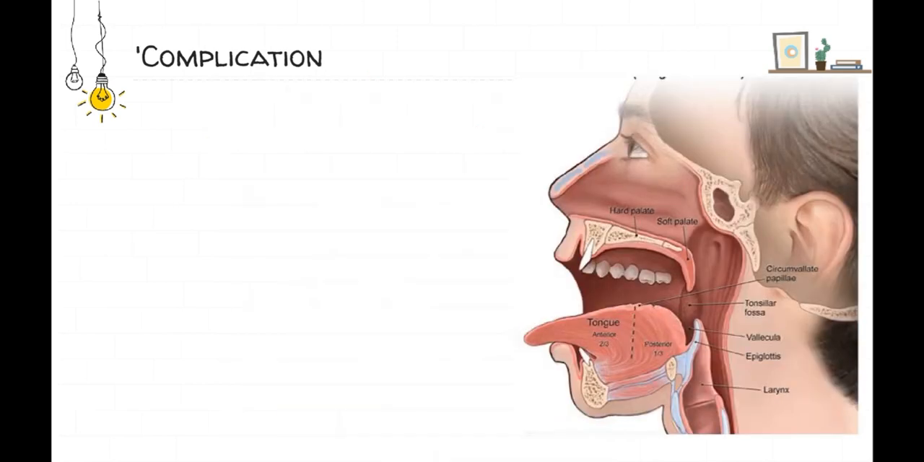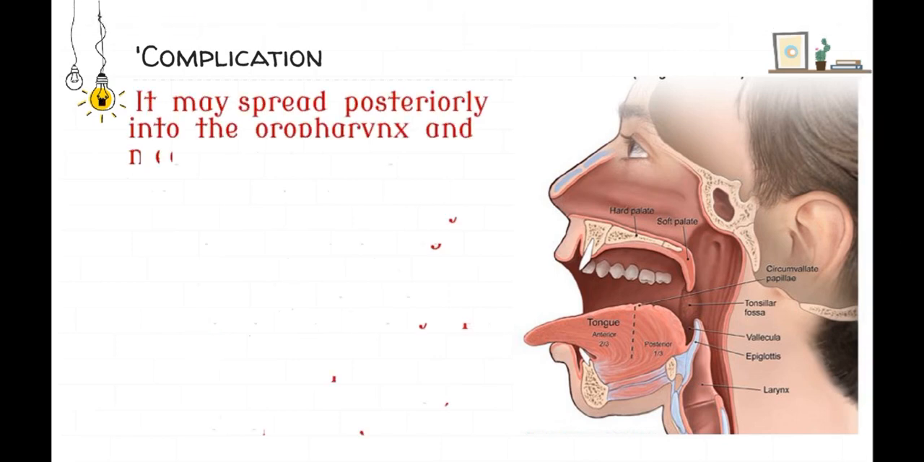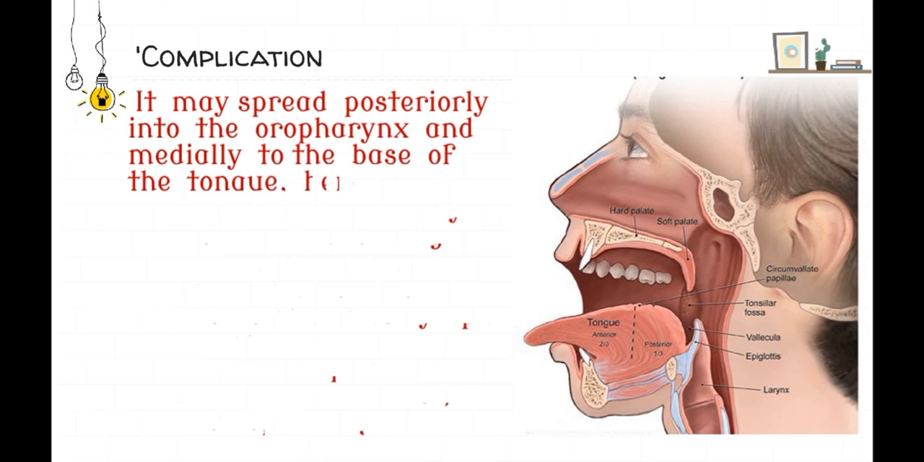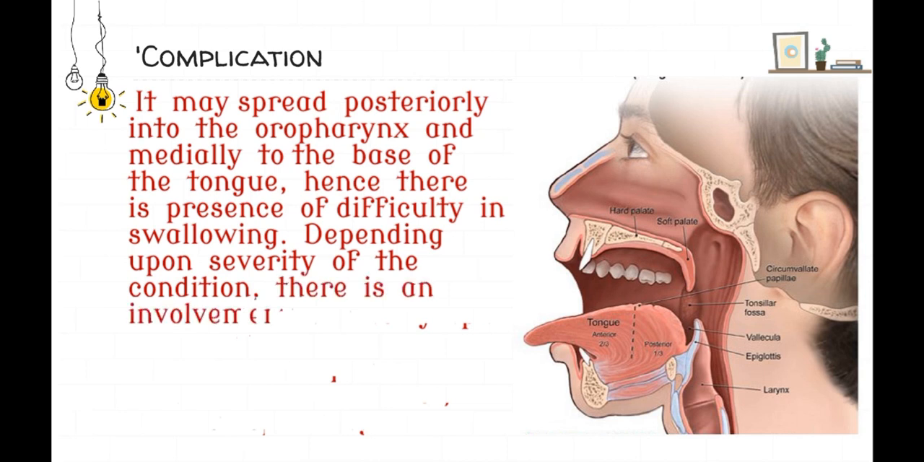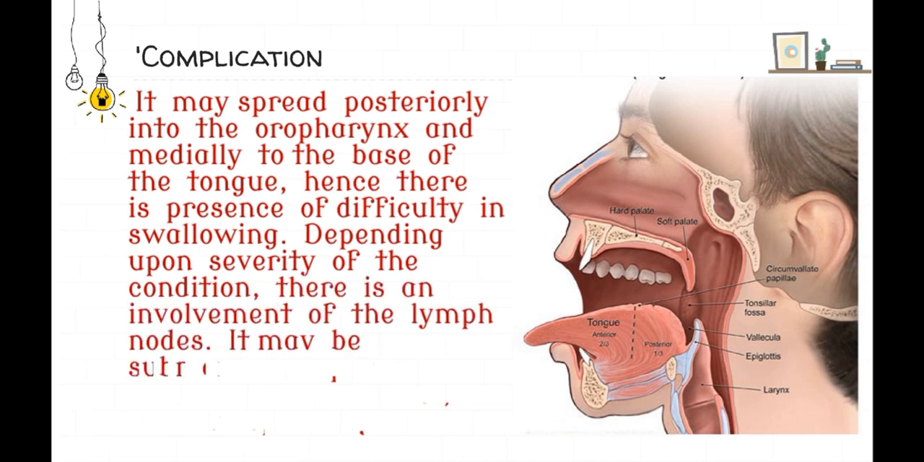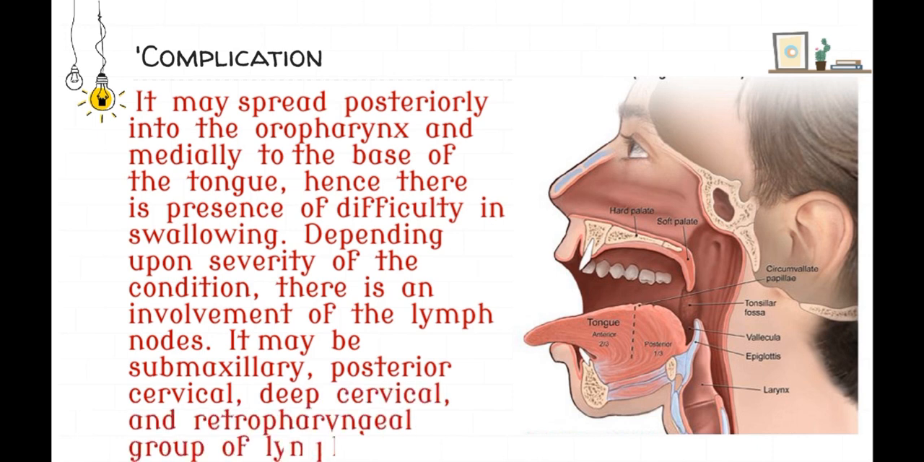If infection doesn't remain localized, then what can happen? It may spread posteriorly into the oropharynx and medially to the base of the tongue. Hence, there is difficulty in swallowing. Depending upon severity of the condition, there is involvement of the lymph nodes. It may be submaxillary, posterior cervical, deep cervical, and retropharyngeal group of lymph nodes.